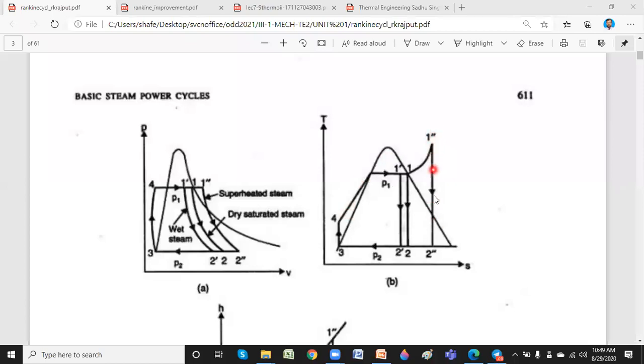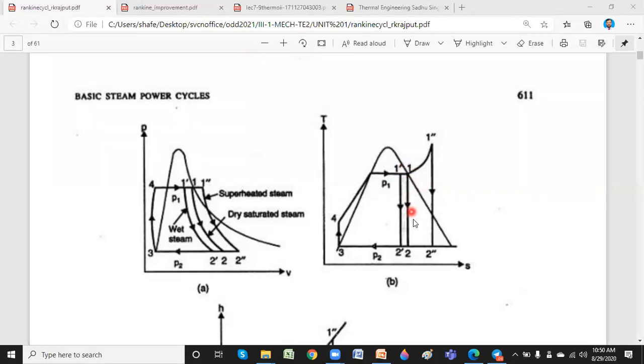Now this process sometimes changes in the problems. So here you see one more thing, 1 to 2. The cycle may be 1, 2, 3, 4, 1 also. In this case, what is 1? It is dry saturated. I can find out 1 easily in the steam tables because it is on the vapor line. So this 1 value is at P1, I can find out Hg. That g indicates vapor.